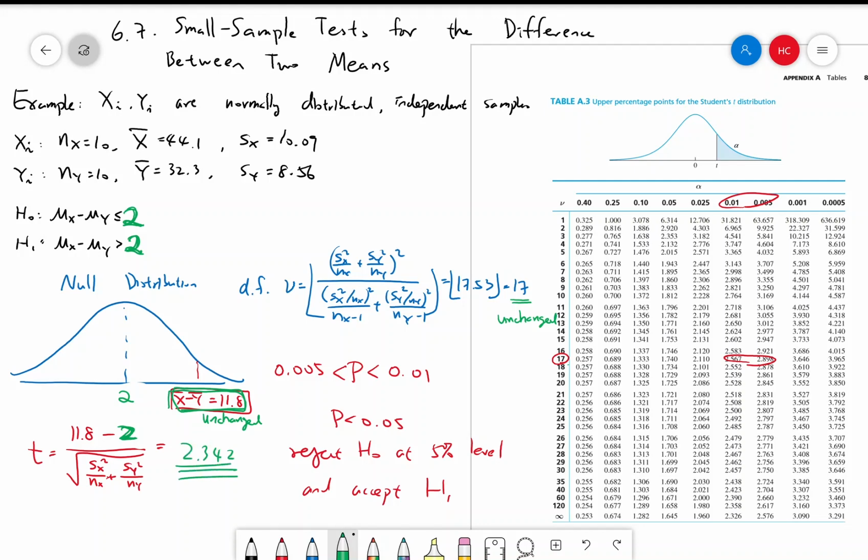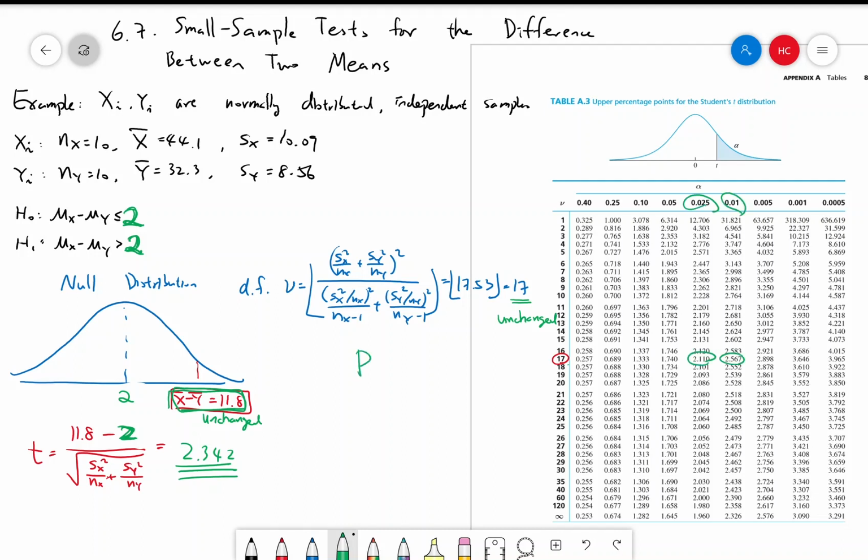All right, so that gives us a different result. Let me erase this part. Because t is equal to 2.342, let's search for row 17. The t-value is between these two numbers, so p is between 0.025 and 0.01. That means p is still less than 0.05, so we can still reject H naught at the 5% level and accept H1.